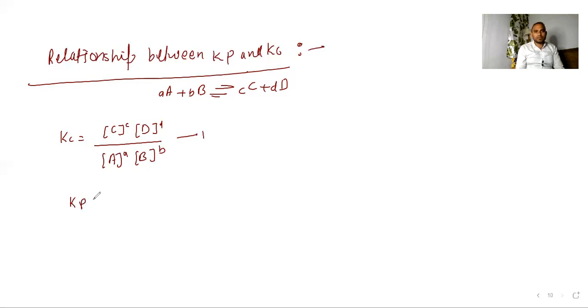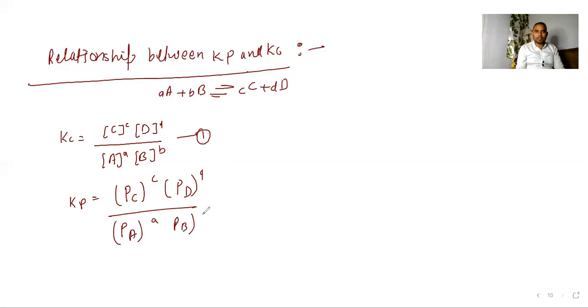Kp will be the pressure of C to the power of c times the pressure of D to the power of d, divided by the pressure of A to the power of a times the pressure of B to the power of b. Okay, this is equation number 2.